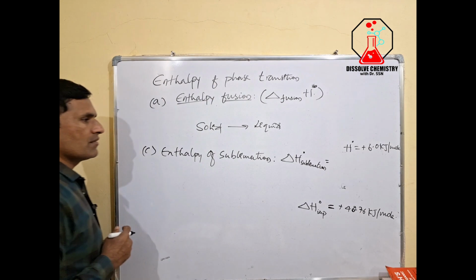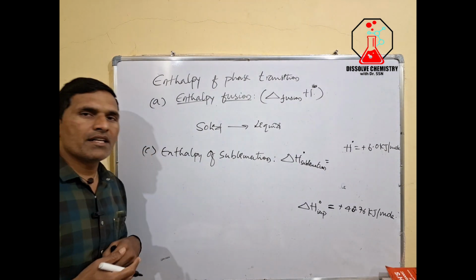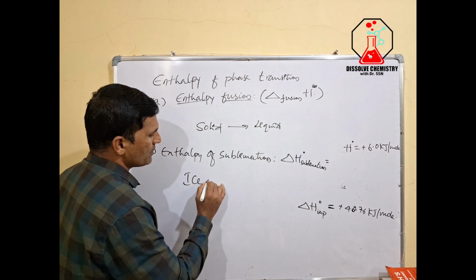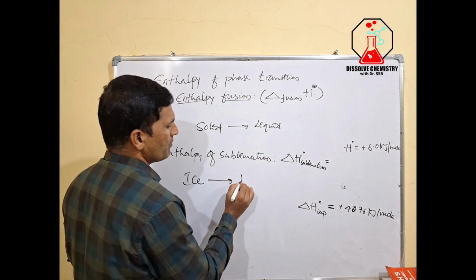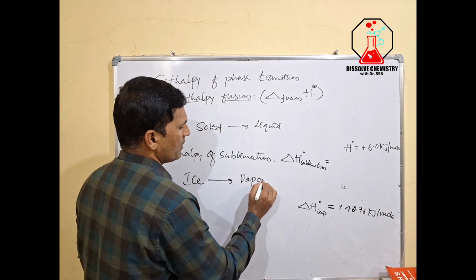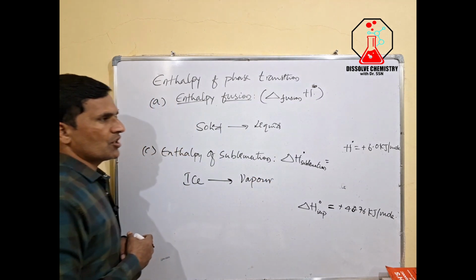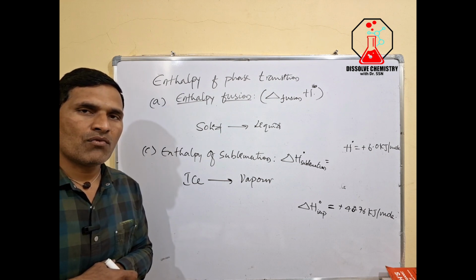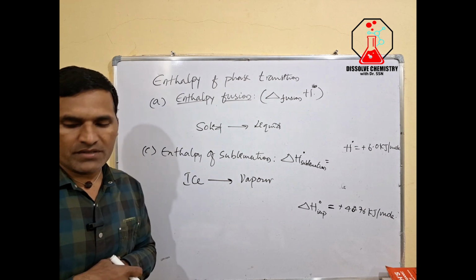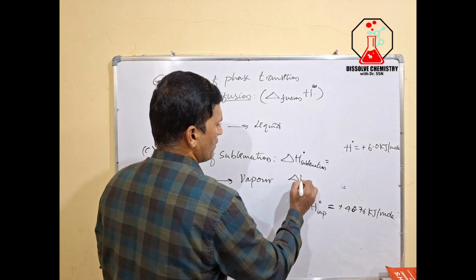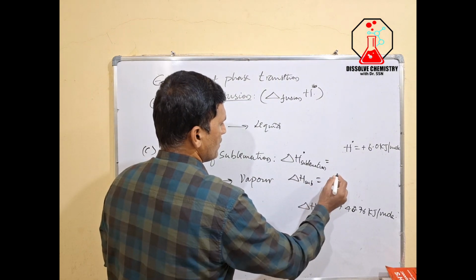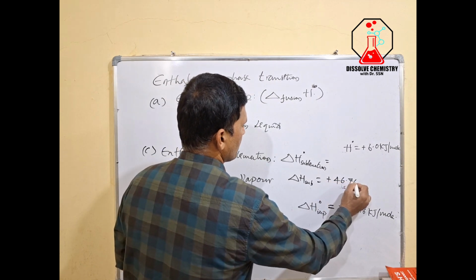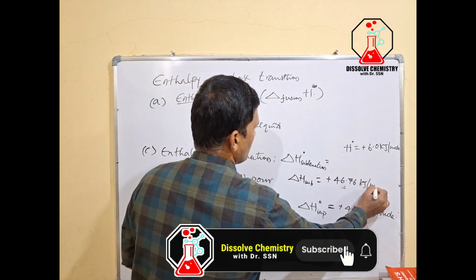So that same example we will continue with. Now suppose you want to convert this ice directly into its vapor form. Whatever the enthalpy change is there, that enthalpy change we call it as enthalpy of sublimation, equal to plus 46.76 kilojoules per mole.